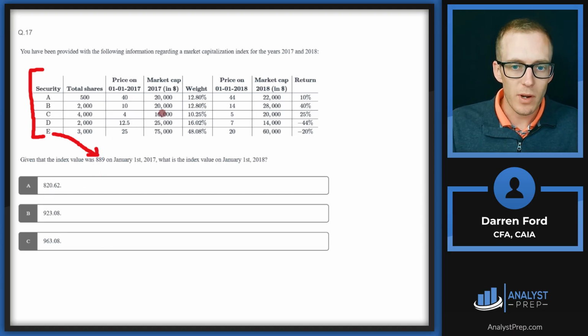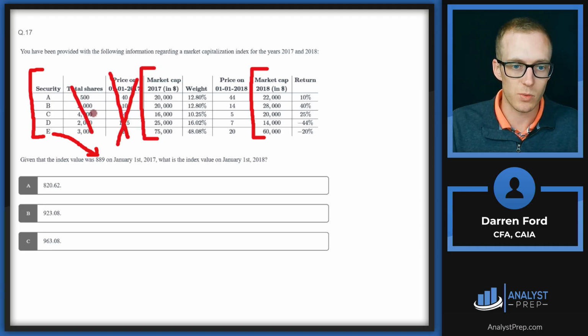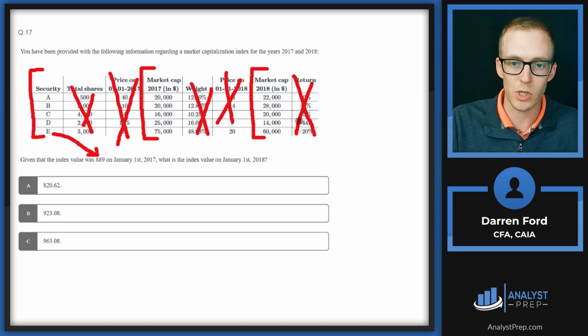So for a market cap weighted index, the key things we need to know are ending market cap value, and then we're going to need to know beginning market cap value. All this other stuff in here is really just noise. We don't need to use any of it. We just need to know these two values, and then we know the overall return of the portfolio. Because they're weighted by market cap, we just add these up.